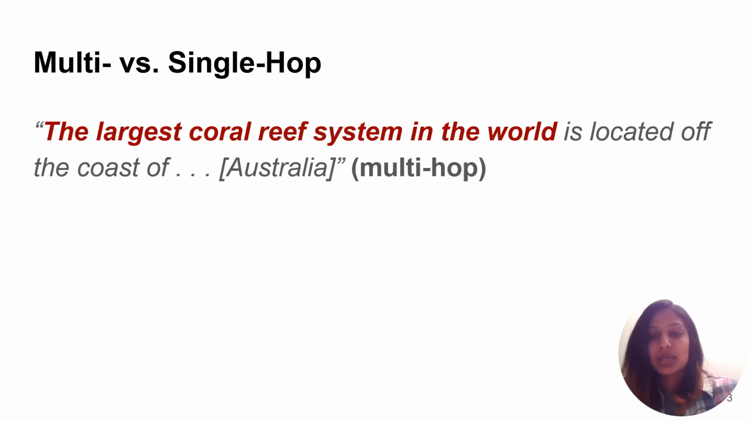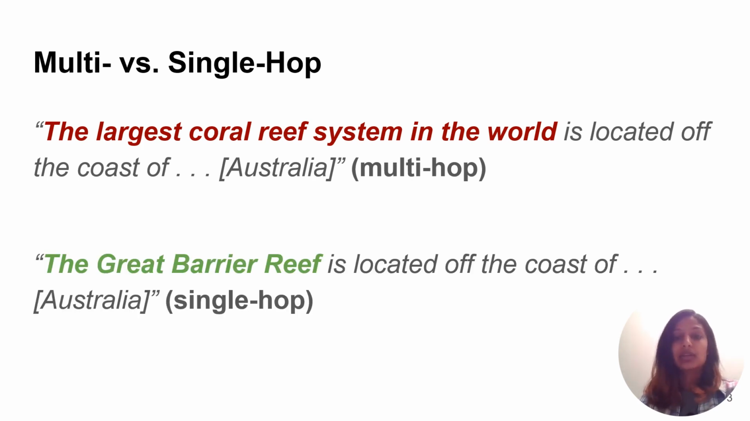On this slide, we state our central theme to the paper. We are going to study multi versus single hop prompts and why models behave differently on them. Take, for example, the multi-hop prompt, the largest coral reef system in the world is located off the coast of, and the intended answer is Australia. This prompt is multi-hop because the entity is not explicitly stated in the prompt.